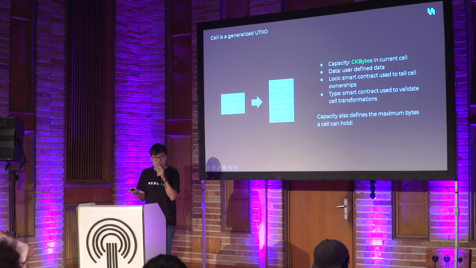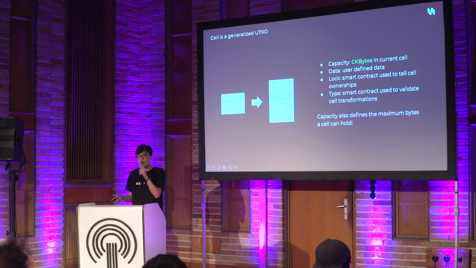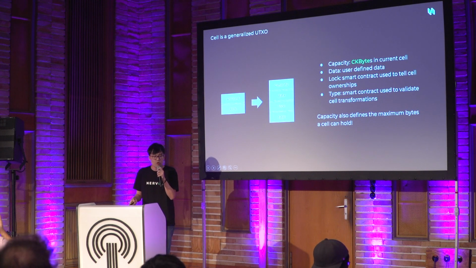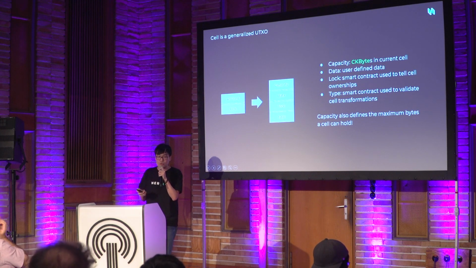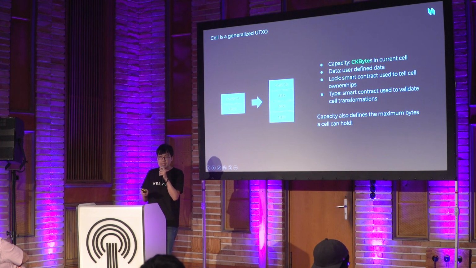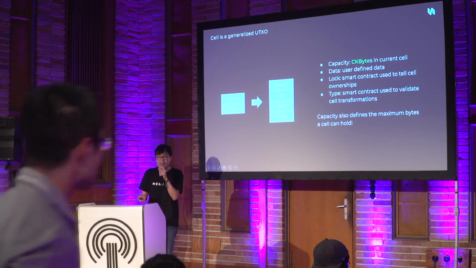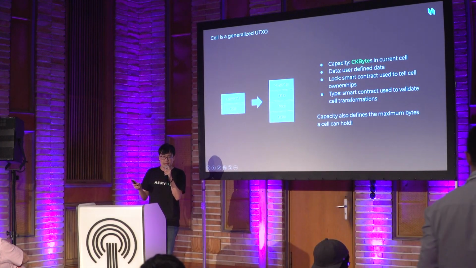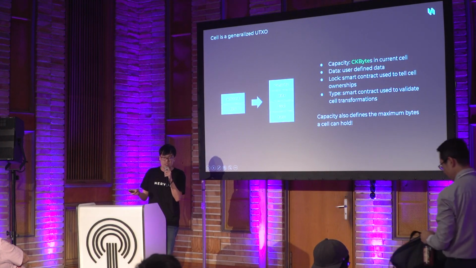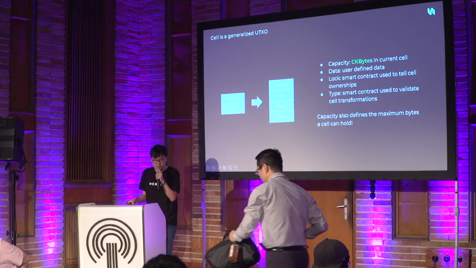First, capacity has 2 meanings. On the one hand, capacity means how many tokens you have in your current cell, which is our new version of the UTXO. On the other hand, capacity also means how many bytes you can store in the current cell. So on one hand, it captures a token amount. On the other hand, it also ensures that you can only store this much data in your cell.